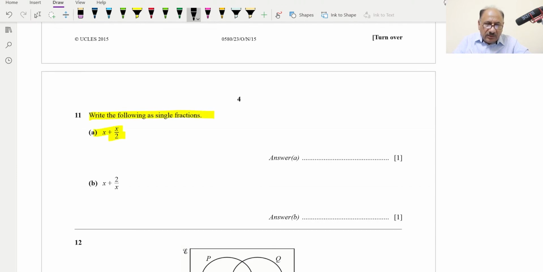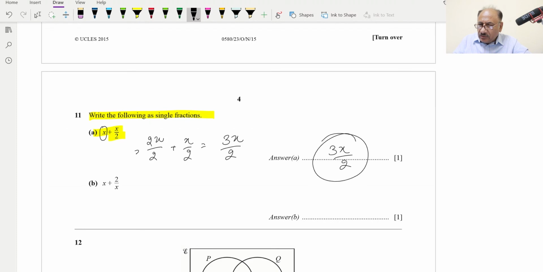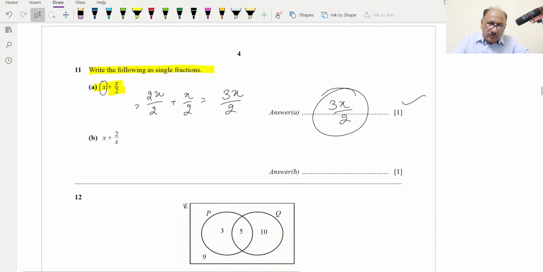So we can equalize the denominator. So 2x over 2 plus x over 2, and what we have done is multiplied and divided this x by 2. Now we can add because the denominators are equal, so 2x plus x will be 3x, so 3x by 2. Our answer will be 3x by 2. You can write the direct answer also, it's a 1 mark question, but I have given the explanation for your understanding.